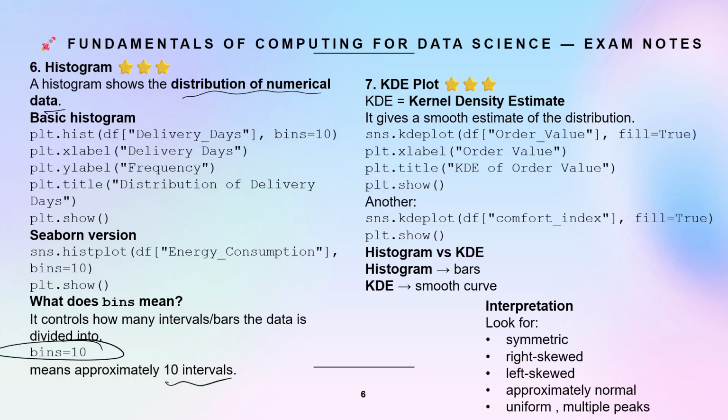Then similarly, kernel density estimate gives a smooth estimate of the distribution, where we use KDE plot. Histogram is in the form of bars and KDE is the smooth curve.